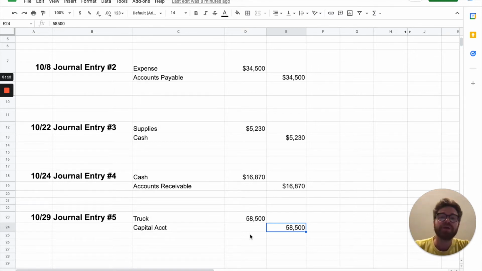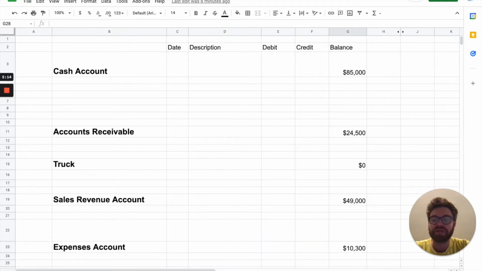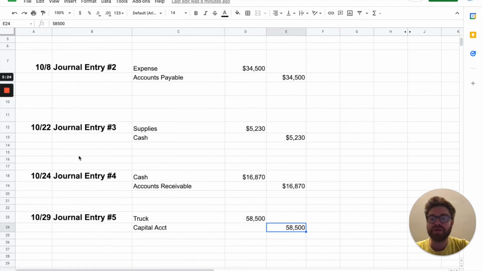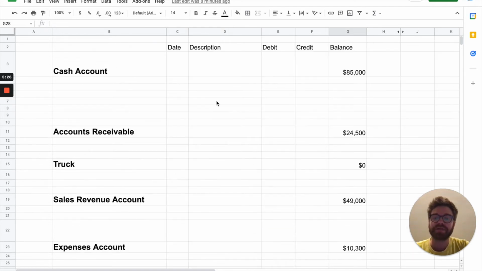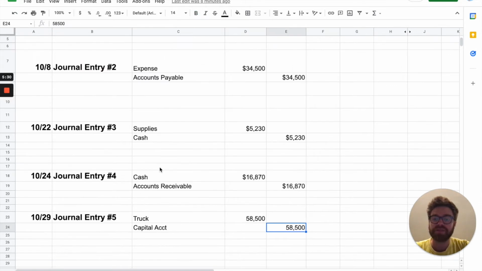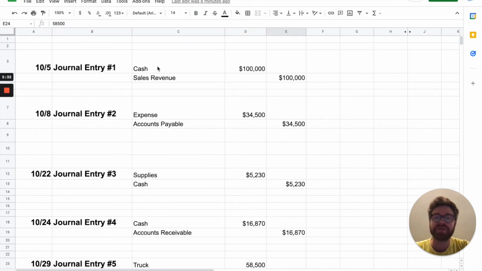So from here, let's go ahead and take a look at the general ledger. We're going to be moving these transactions over. So in the general ledger, it's basically the type of account, and then you add everything that you journalized. From here, you just move it over into the correct account. So I'll give you an example. We'll start with cash here. As you can see with cash, on the first entry, it did increase by $100,000 when we made a sale.